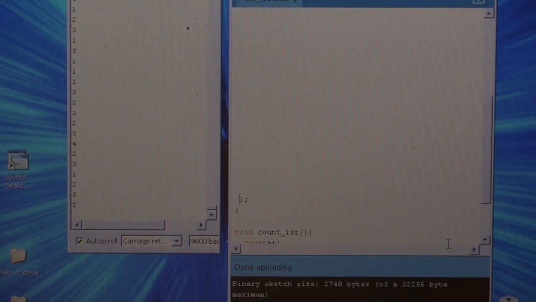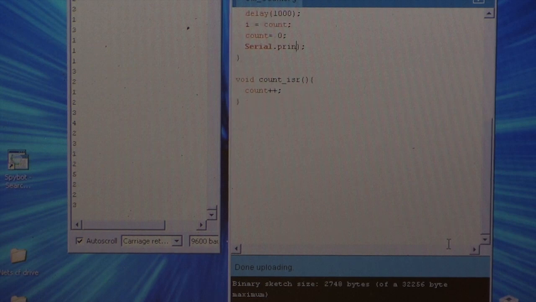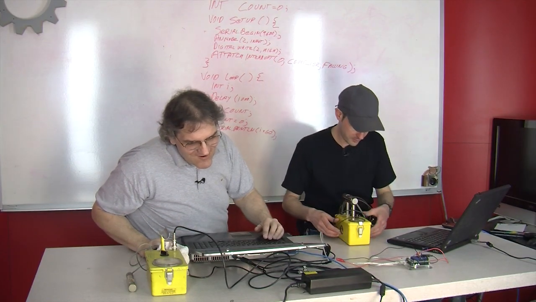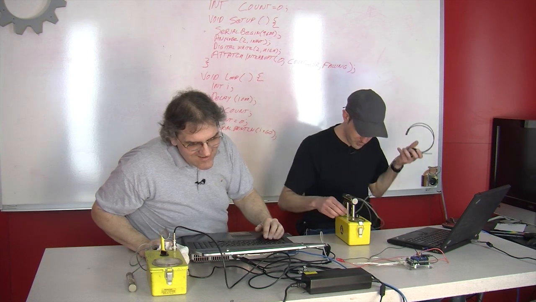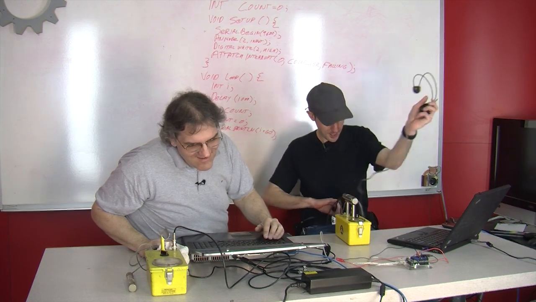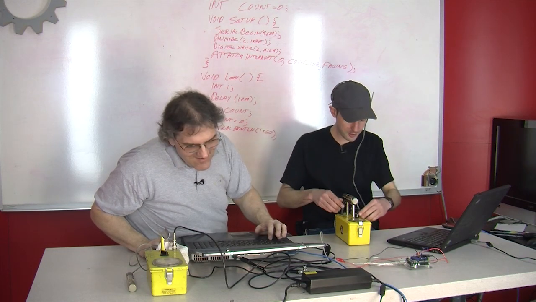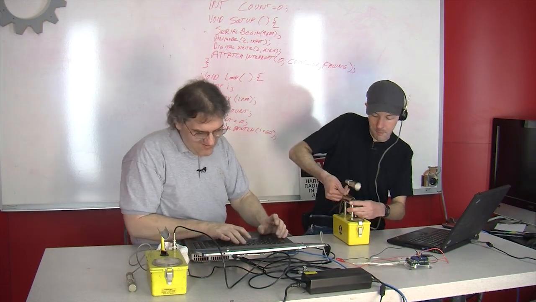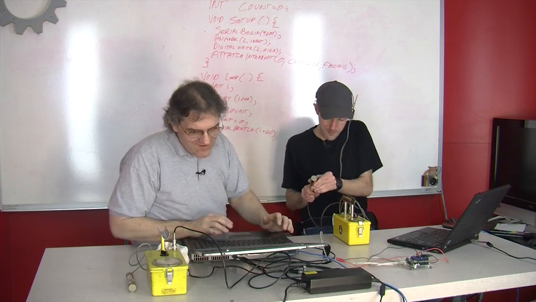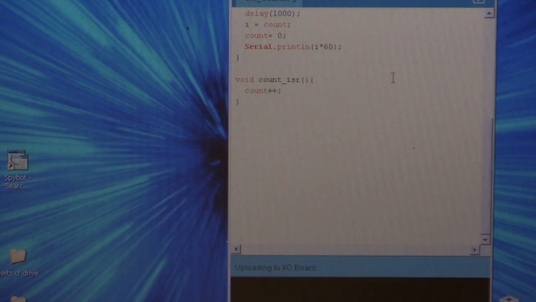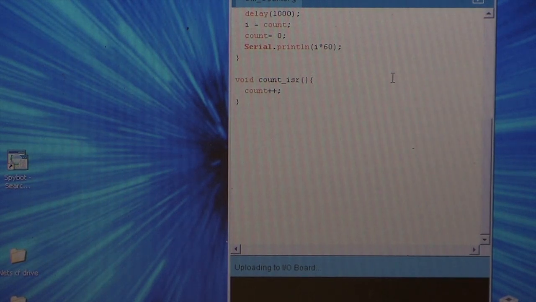Ooh, that was bad. Ooh, Paul. I can't believe I did that. I'm so glad we have an undo. Oh, Control Z. There we go. Times 60. I believe that works. You put a times 60 inside a print line, you should be able to.